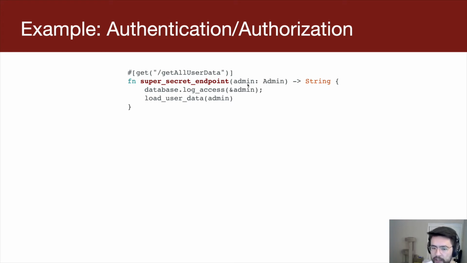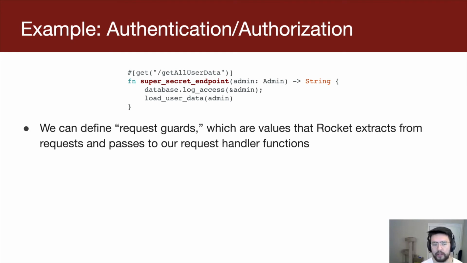So what's going on with this parameter here? We have this admin parameter of type admin. What is this type? What's going on here? This admin type is what is called a request guard in Rocket terminology. These are values that Rocket extracts from requests and passes to our handler functions. If it's not able to build this object from a request, then it will just return an error to the client saying, hey, you didn't submit the necessary information with your request. So say somebody tries to go to slash get all user data and they're not logged into this website at all, Rocket will say, hey, I don't know how to extract an admin from your request. You don't seem to be an admin. I'm going to return you an error.